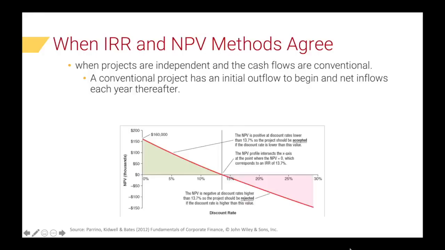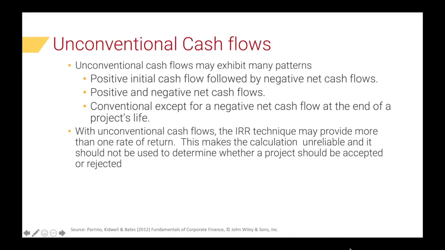When projects are independent and the cash flows are conventional, the internal rate of return and the net present value methods both agree. A conventional project has an initial outflow to begin and net inflows each year thereafter. Unconventional cash flows may exhibit many patterns.